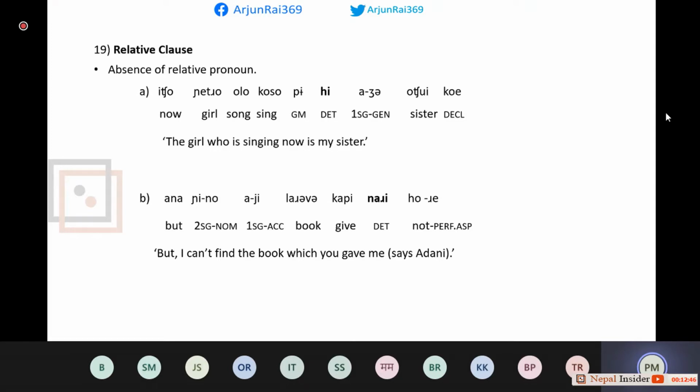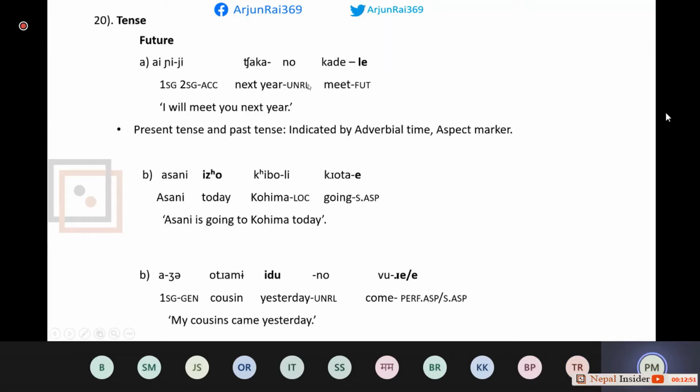Okay. In tense, Maola has only a future tense, and the future is marked by the future marker le, as we can see here in example A. And the present tense and past tense are indicated by the adverbial of time or by aspect markers, as we can see in examples B and C.